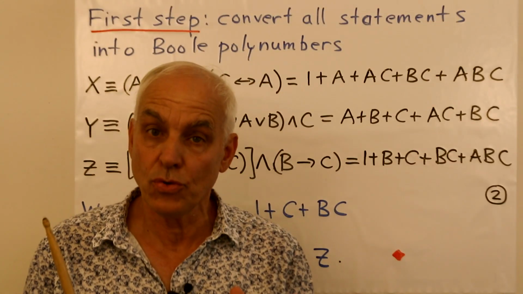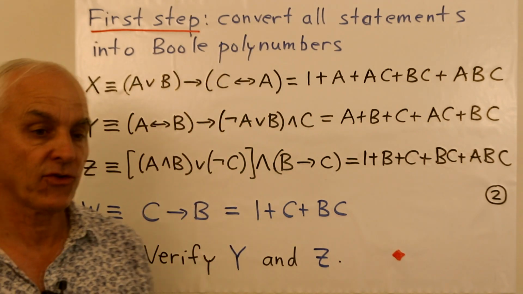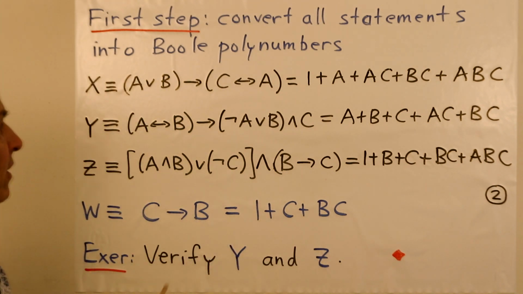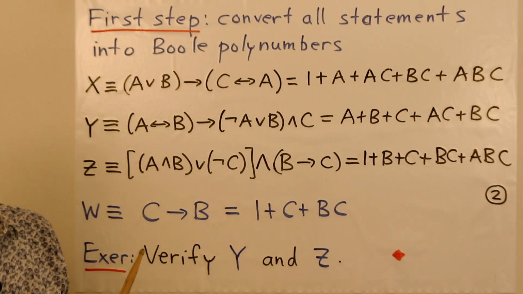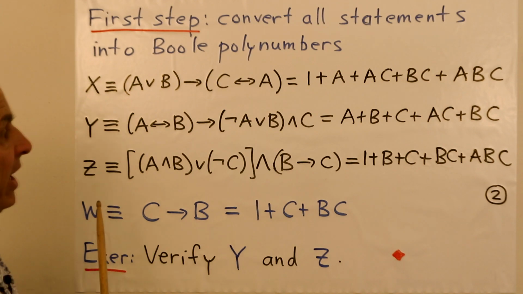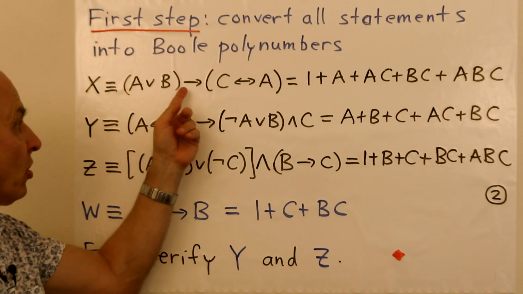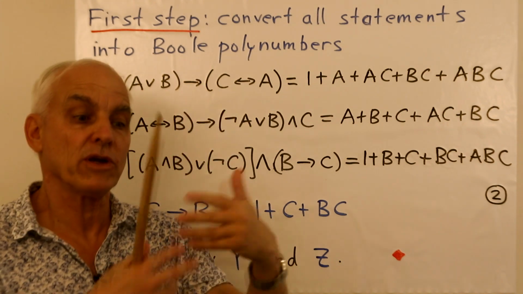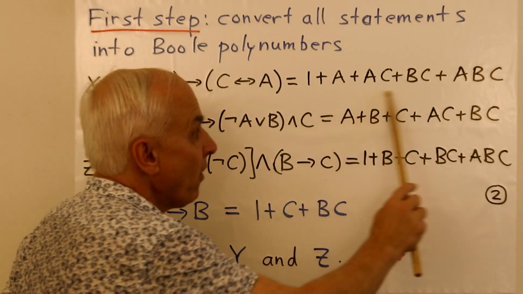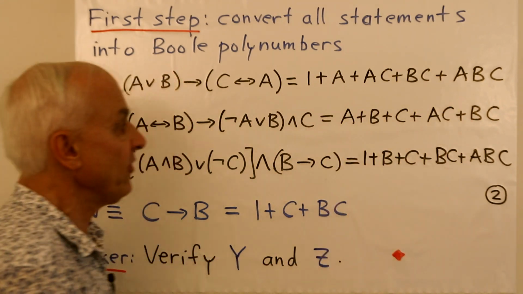Now, there's really 2 steps to this procedure. The first step is to convert all the statements into Boole polynumbers. So, for example, let's say the first premise, let's call it X. A or B implies C is equivalent to A. That statement, when we replace the logical connectives with their corresponding arithmetizations in the algebra of Boole, ends up yielding the following Boole polynumber: 1 plus A plus AC plus BC plus ABC.